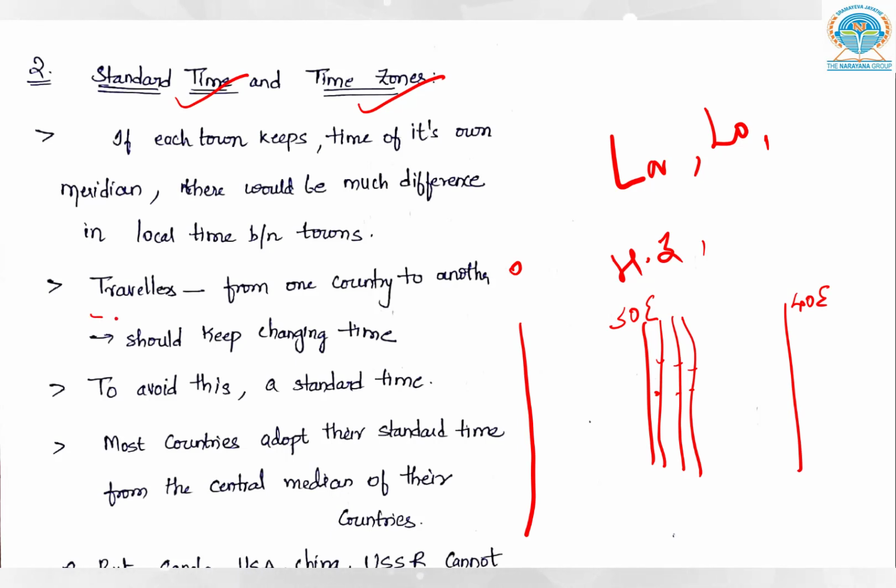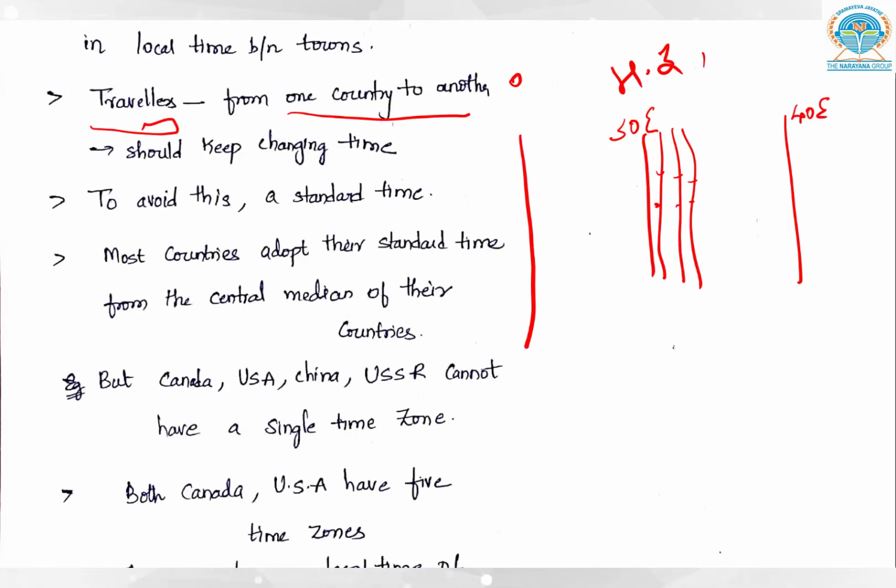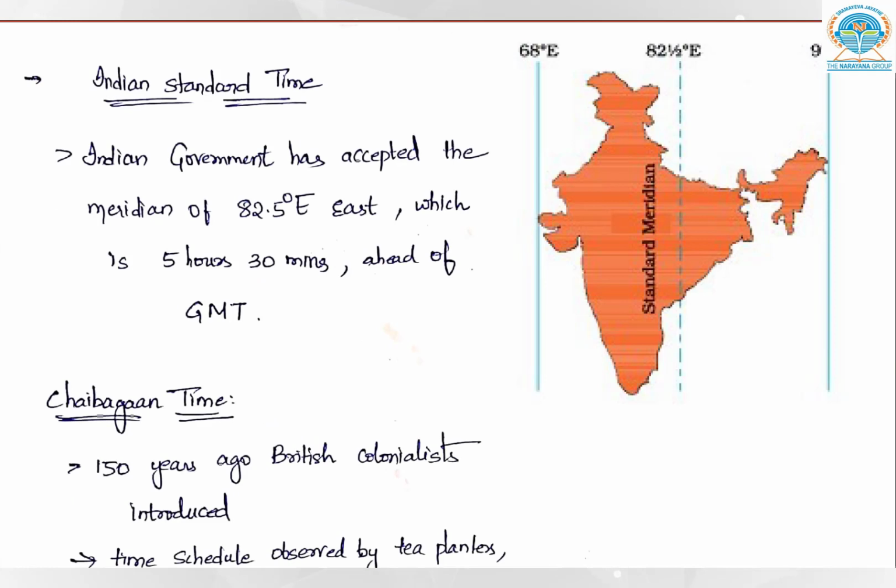It is also problematic for travelers who are traveling from one country to the other because they have to keep changing time. So most countries adopt their standard time from the central meridian of their countries. What does this mean? Take our country as an example. Our country is spread between the longitudes of 68 degrees east to 97 degrees east, so from Gujarat to Arunachal Pradesh, this is the longitudinal spread.